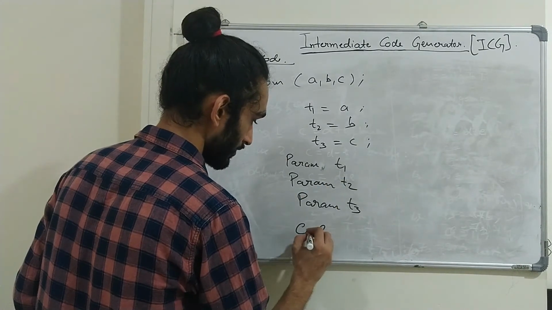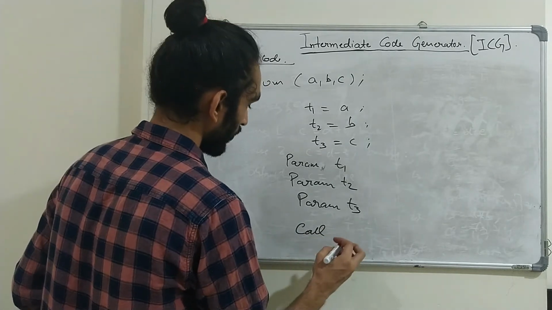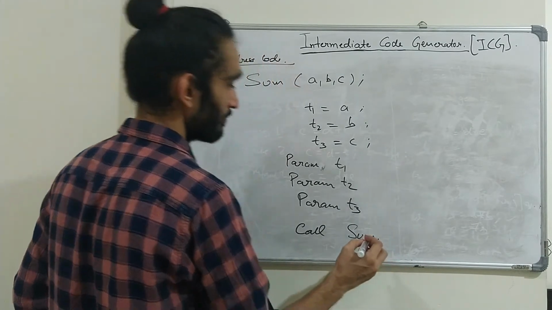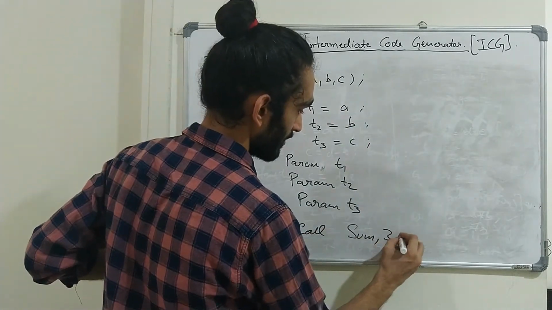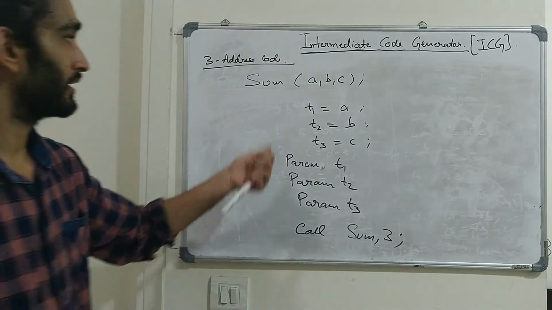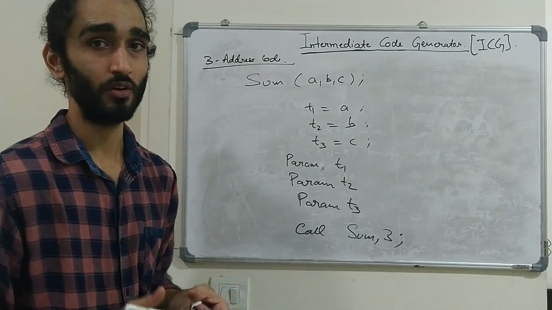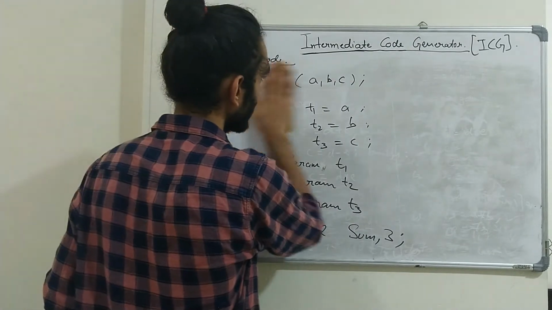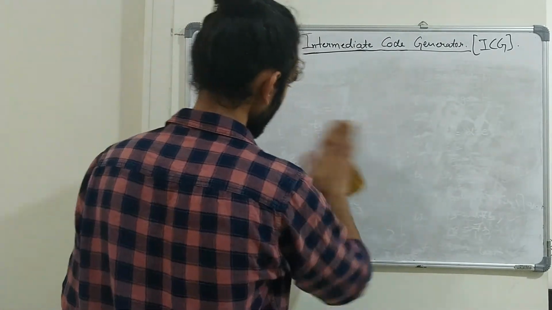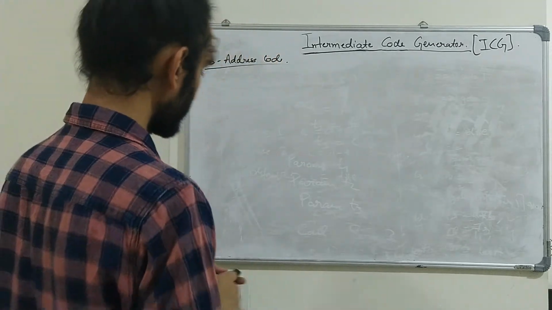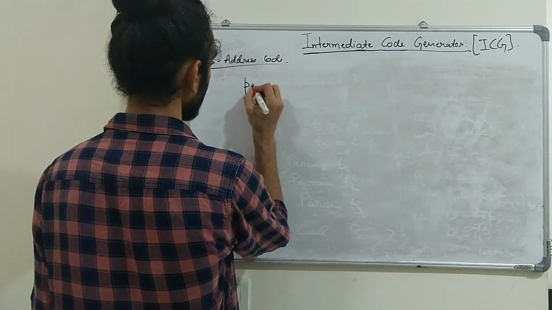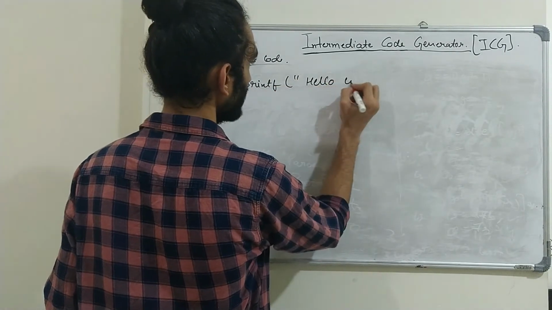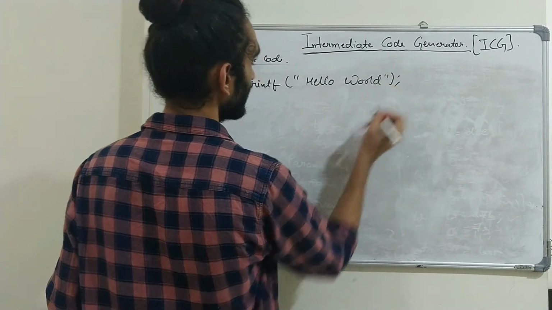Once these statements are written, what I need to do is invoke a function call. This is a system call: call, the name of the function. The name of the function is sum, and the number of parameters. How many parameters are there? 3 parameters are there. So this is simply a way of writing 3 address code for a function call. Let's try to understand this by an example. This was an example of a user-defined function. Let's try to understand it through a system-defined function like printf. So if I have been given a code as printf hello world.